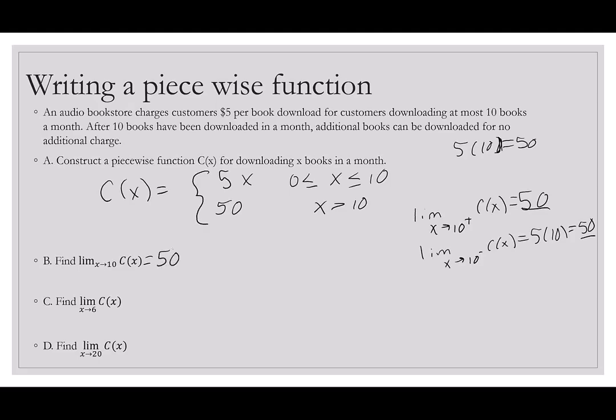So I can see I got the same number both times, so my limit as x goes to 10 is 50. The limit as x goes to 6 of c of x, well, 6 is between 0 and 10, so that would be 5 times 6, which is 30. And then finally, when x goes to 20, 20 is bigger than 10, so we have this $50. So that finishes up our look at limits. Next, we'll start looking at continuity as we head towards the derivative.